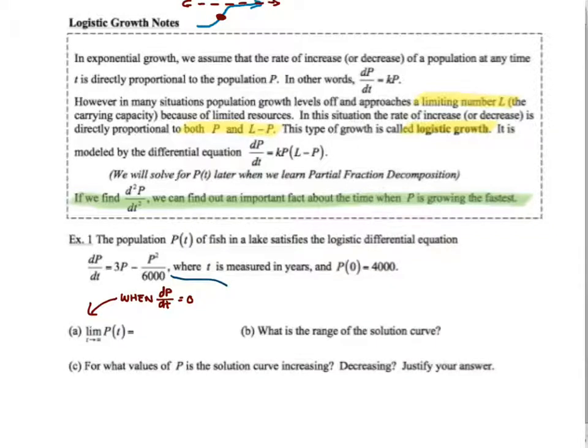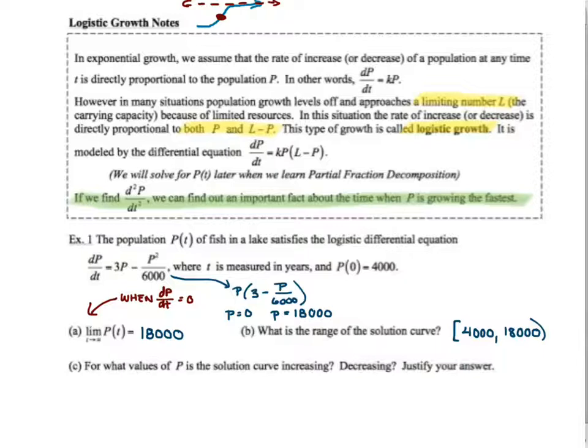So if we set dp/dt equal to 0, first I'm going to factor out a p. We see p times (3 minus p over 6,000). Set both of those equal to 0. So p equals 0 and p equals 18,000. The limit as t goes to infinity will be 18,000. And since p of 0 is 4,000, the range starts from 4,000 and goes to 18,000.